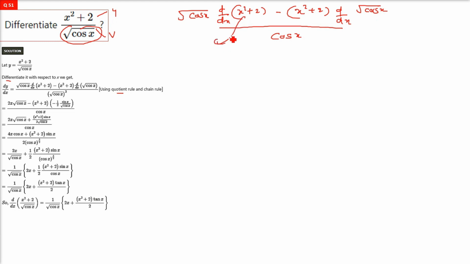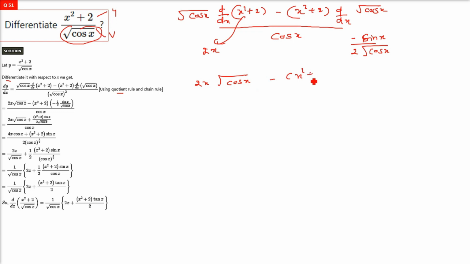The differentiation of x square plus 2 is going to be 2x. Differentiation of under root cos x will be 1 by 2 under root cos x, and because we are applying the chain rule, the derivative of cos x will be minus sin x. Now let us replace this here. What do we get? We get 2x into under root cos x.